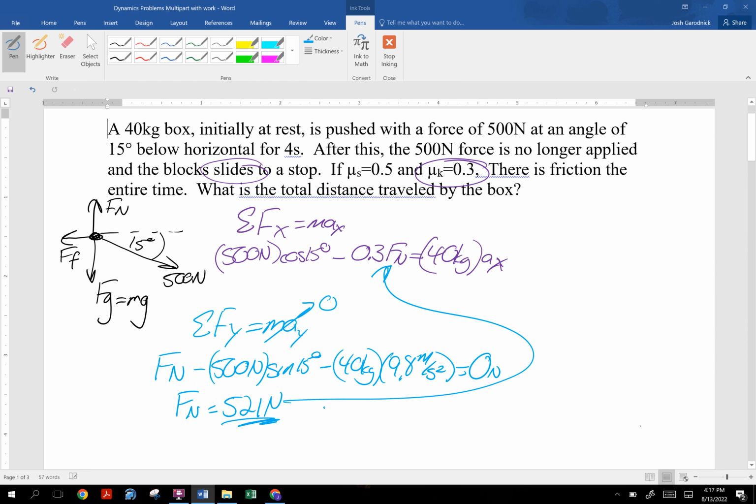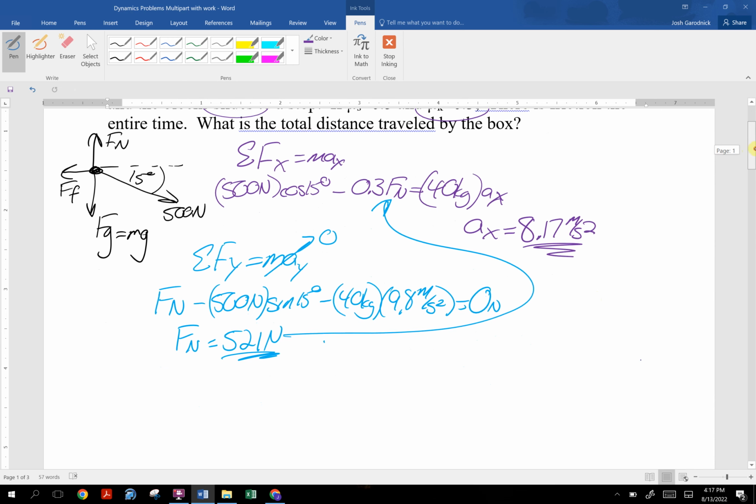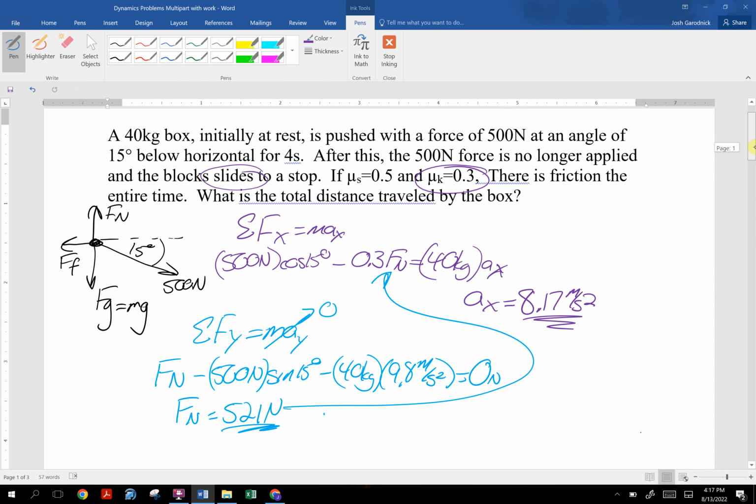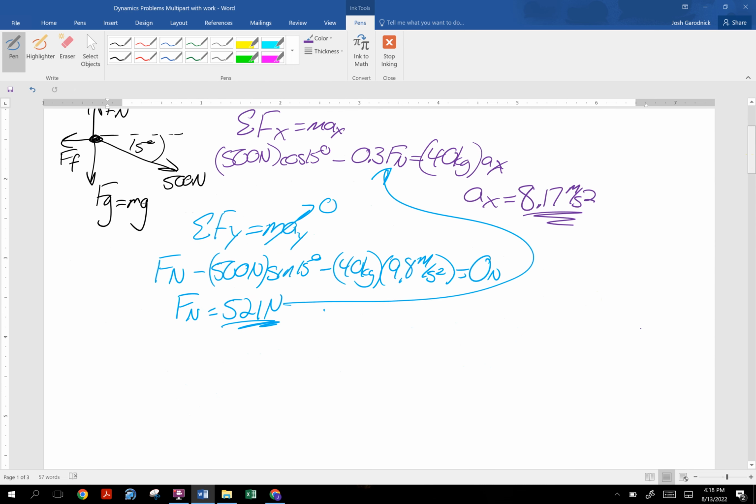and I'm not going to rewrite it for time's sake, and get that the acceleration in the x-axis, a little high here, but it's 8.17 meters per second squared. Wow, somebody's pushing really hard. Not all problems are realistic. All right, well, I can keep going. I've done the forces X, forces Y, I've done a free body diagram. I can now perhaps, maybe do a little kinematics.